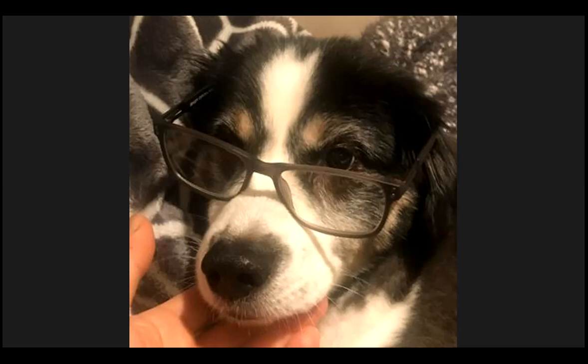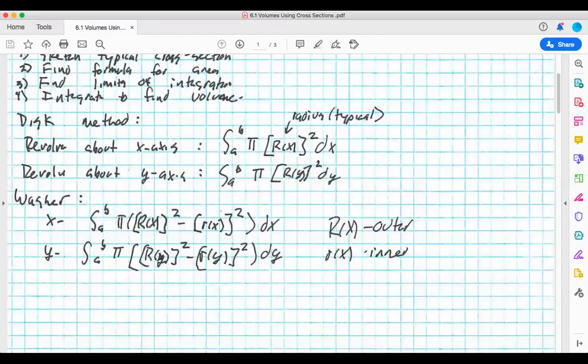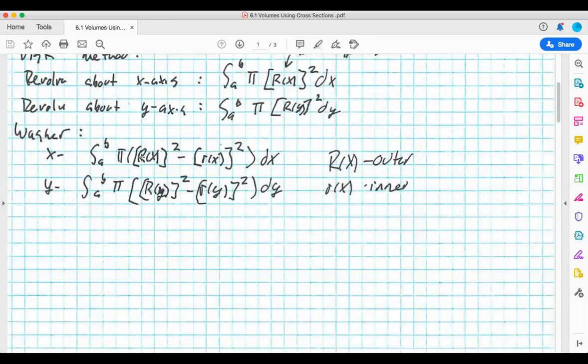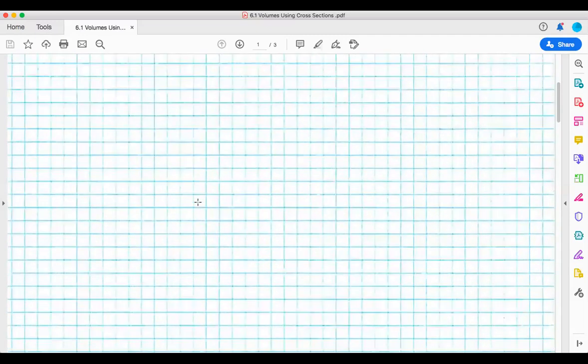So if we go back and look at this, that's exactly what we're saying here. The disk, and we can revolve things around the x-axis and the y-axis. When we revolve it this way, we're slicing the x's, so we have a dx. When we revolve around the y, we're going to slice it in y's. Same thing with the washer. It's always the outside minus the inside, or right minus left when we're talking about y's.